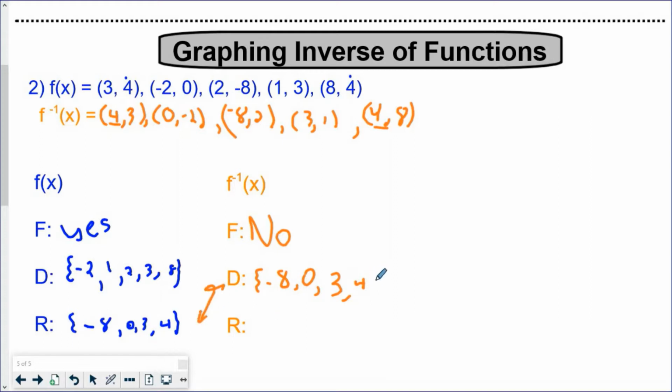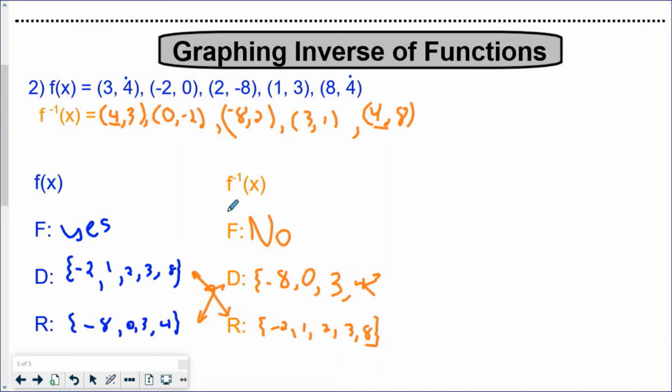And the range is -2, 1, 2, 3, 8. And you can see that those have also switched. The domain and range have switched, and that is the definition of an inverse. Sounds like a weird concept, but it's very easy.